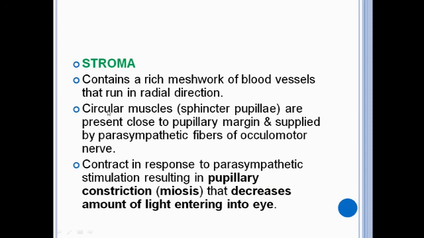Now for the stroma, the sphincter pupillae is near the pupillary margin, which is supplied by parasympathetic fibers. If it contracts in response to your parasympathetic stimulation, it will result in constriction. The term is miosis. And what it does, it decreases the amount of light entering into your eye. So stimulation of parasympathetic fibers on sphincter pupillae will cause constriction and decrease the amount of light entering into your eye.